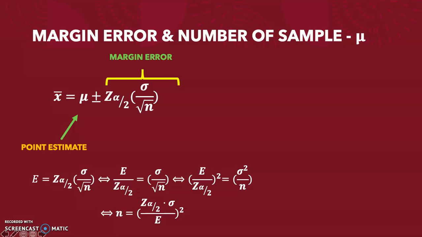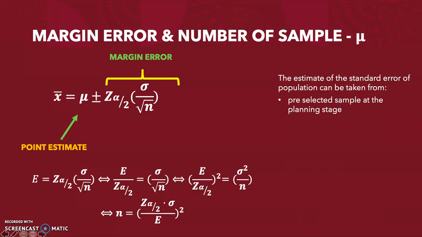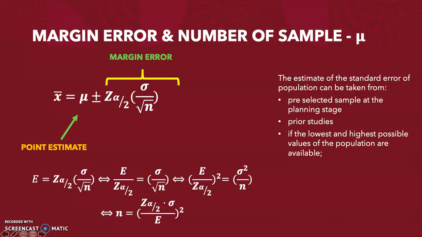As a note, sometimes we use the sample standard deviation from a pre-selected sample as the population standard deviation, or another choice for population standard deviation is to use an estimate of the population standard deviation from prior studies. Finally, if the lowest and highest possible values of the population are available, a rough approximation for the population standard deviation is given by the range divided by 4.